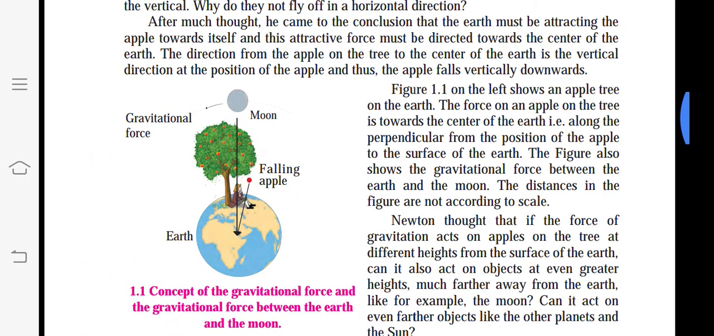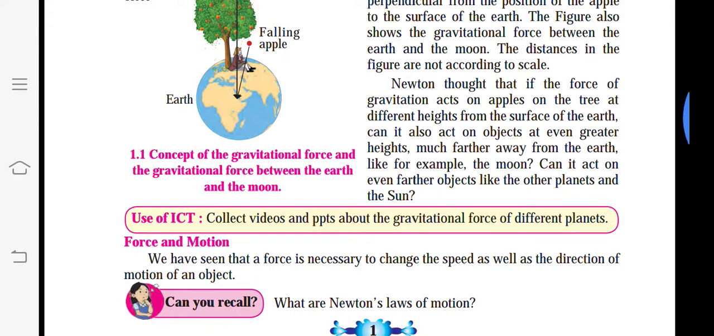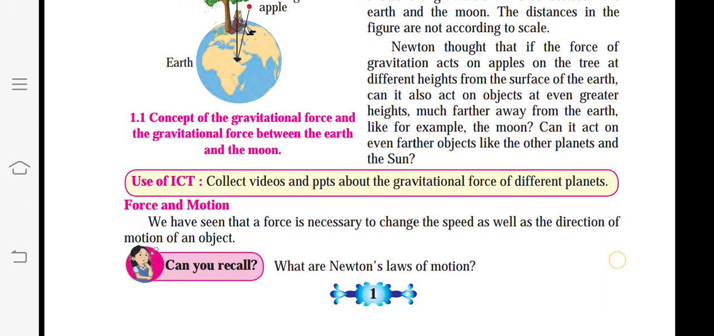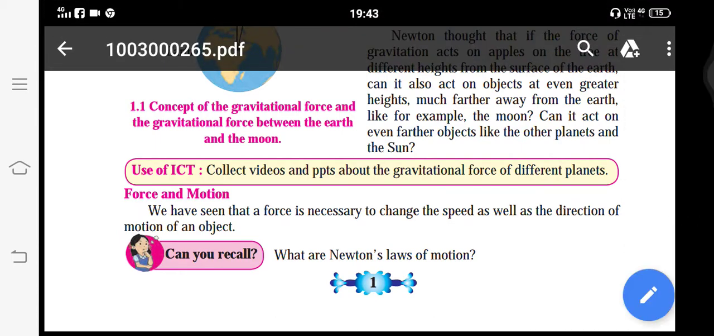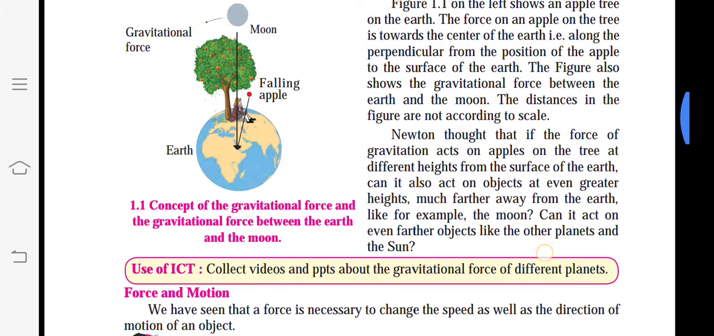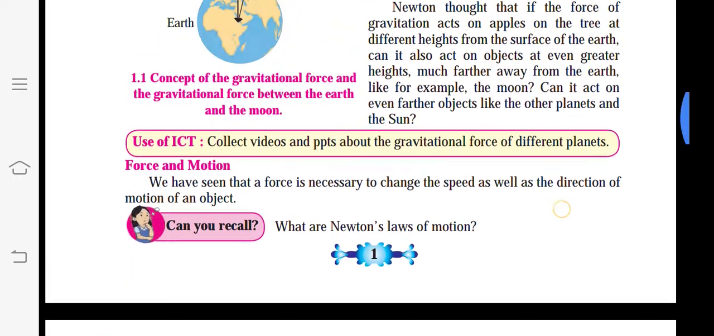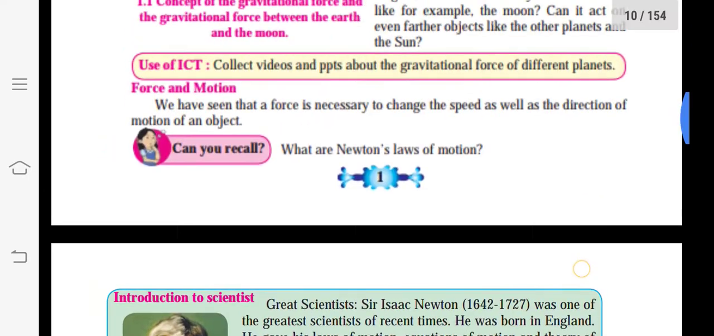Okay, now Newton thought that if the force of gravitation acts on the apple on the tree at different heights from the surface of the earth, can it also act on objects at even greater heights, much further away from the earth? Like for example the moon, can it act on even further objects like the planets and the sun? That means Newton got a question in his head, that gravitational force may occur between two heavenly bodies. Yes, now listen, the answer is in the next paragraph.